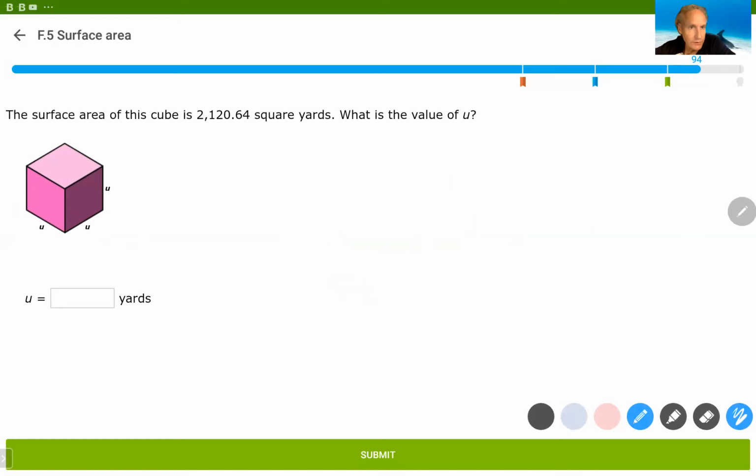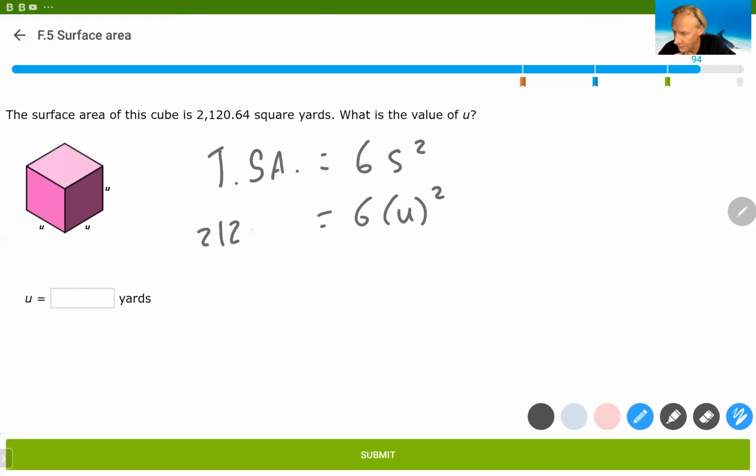What is the value of U? The surface area of a cube. Total surface area of a cube is 6s squared. In this case, the sides are all U. And the total surface area is 2120.64. We're going to divide that by 6 and take the square root. Double check my numbers, yep. Divide by 6, take the square root.